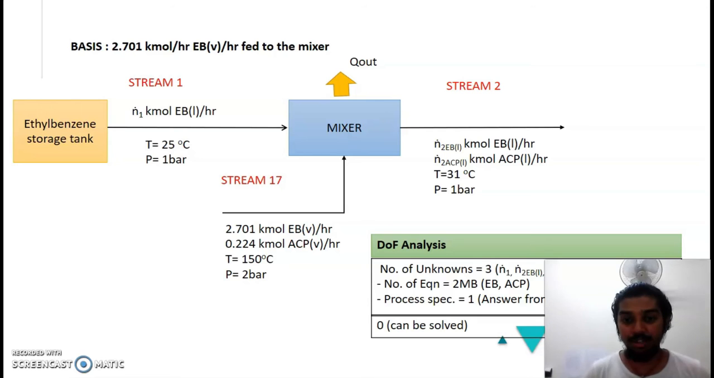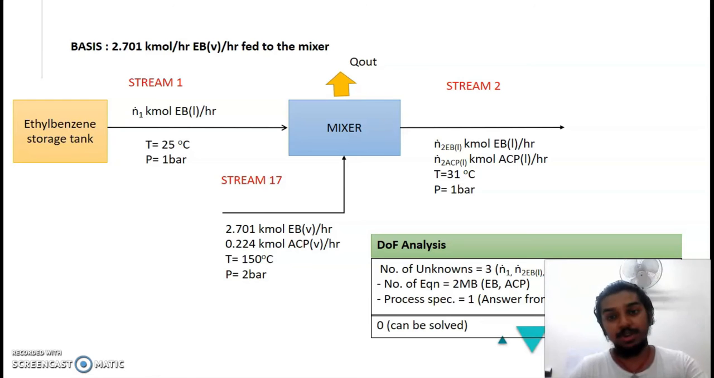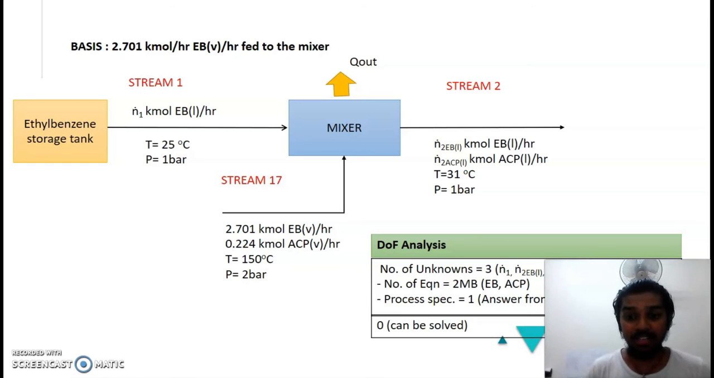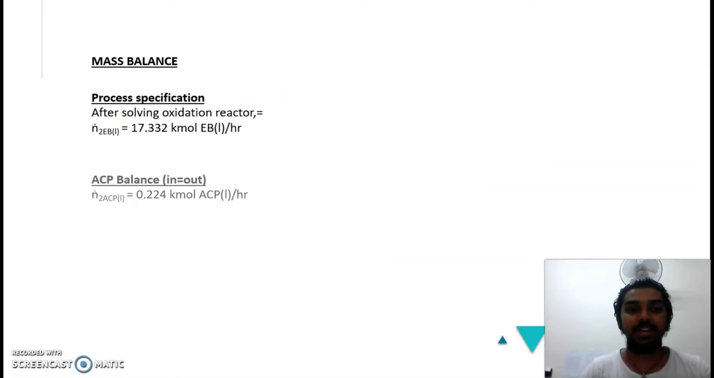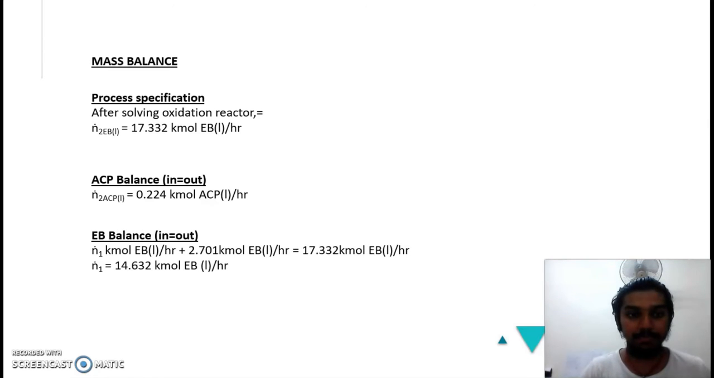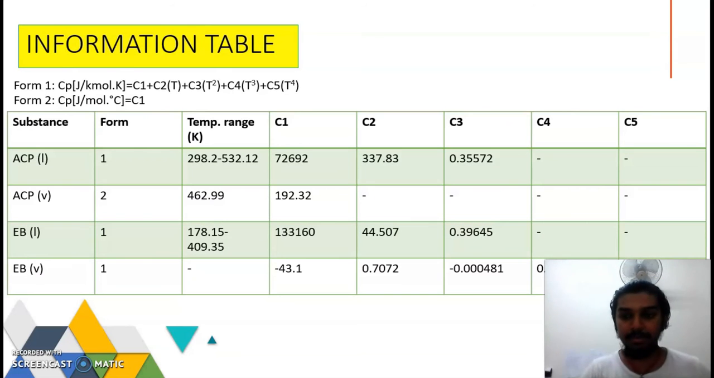For this case, we assume that the inlet of oxidative reactor is equivalent to the amount of outlet at stream 2. Okay, this is because from stream 2, there is only one stream flow of the substance until it reaches the oxidation reactor. So thus, we include the answer from the oxidation reactor in our process pack in order to make the DOF equals to 0. And after that, we can solve the mass balance using process specification, whereby we got the answer from the oxidative reactor part and the species balance. Okay, and this is the table that we use in order to solve energy balance for later part.